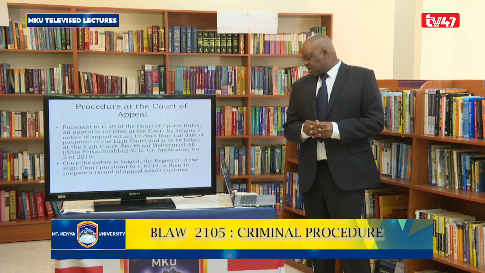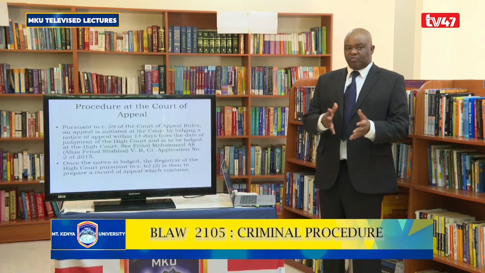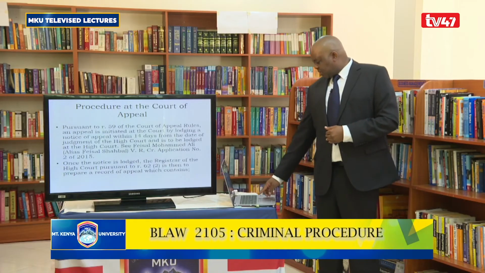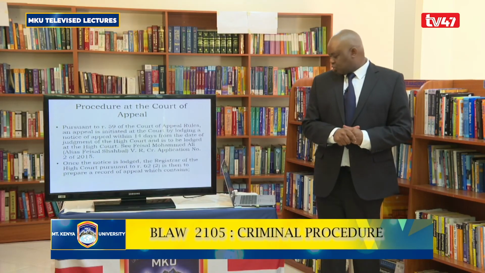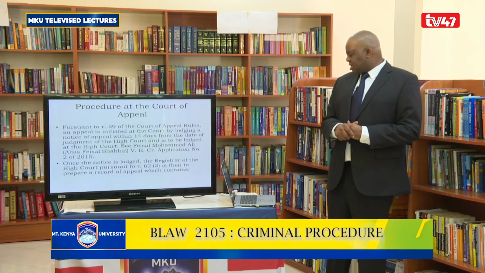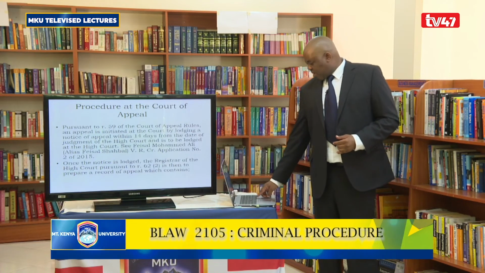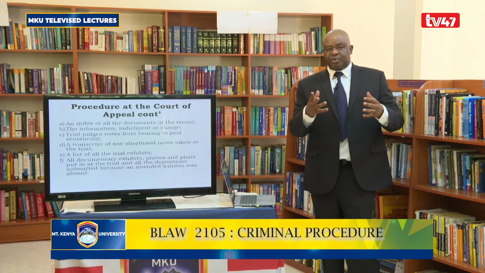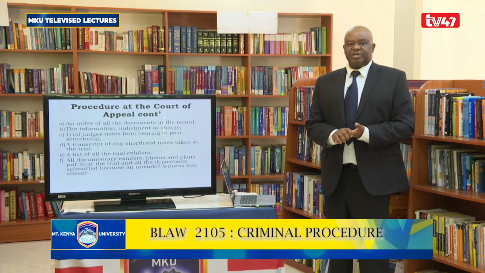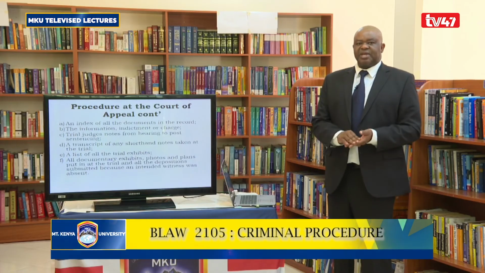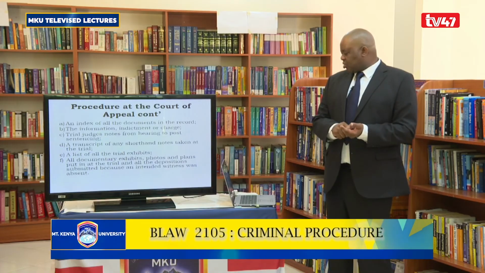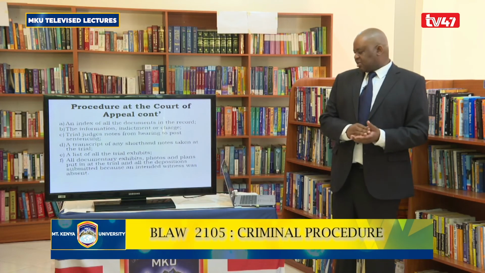Now, procedure at the Court of Appeal is purely under the Court of Appeal rules, and Rule 59 of the appeal is on the issue of lodging the notice of appeal, which must be done within 14 days, as I have stated. And once that notice is lodged, then the registrar of the High Court, pursuant to Rule 62, Sub-Rule 2 of the rules, is supposed to prepare a record of appeal, which will contain the proceedings. It must therefore contain the judgment or order appealed against. It must also contain the notes of the High Court judge, and then the exhibits, if any.